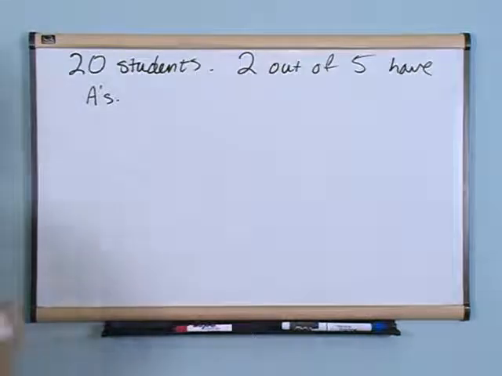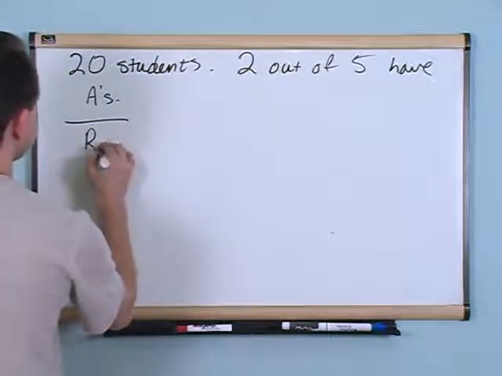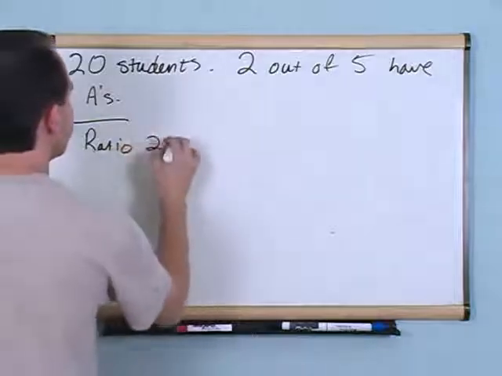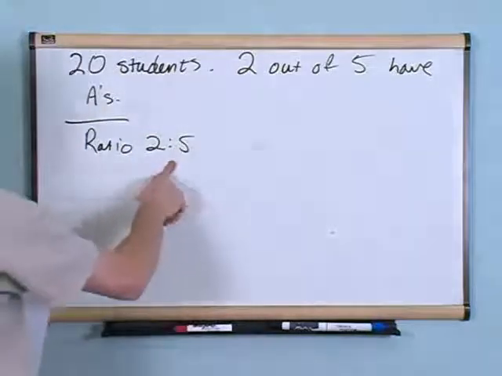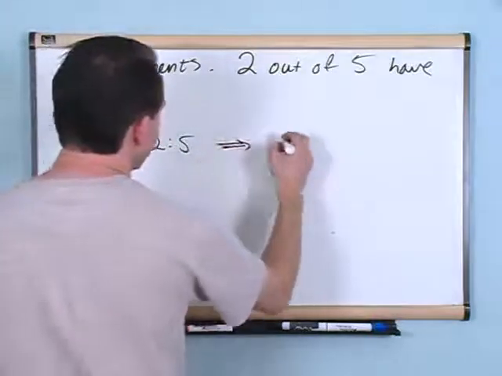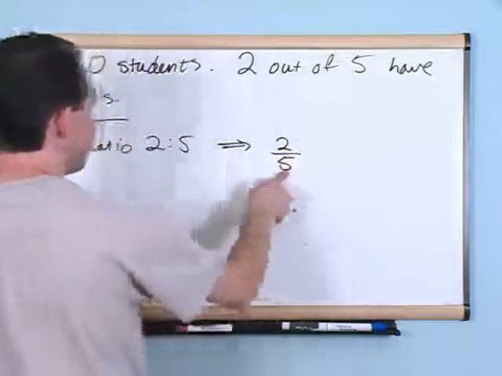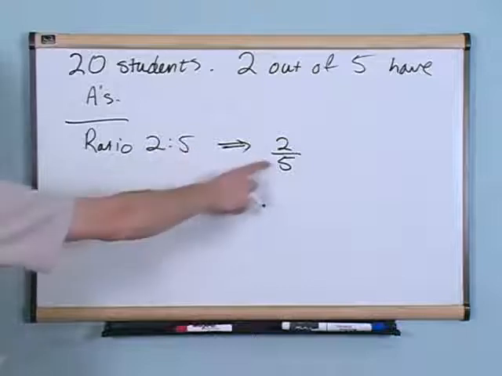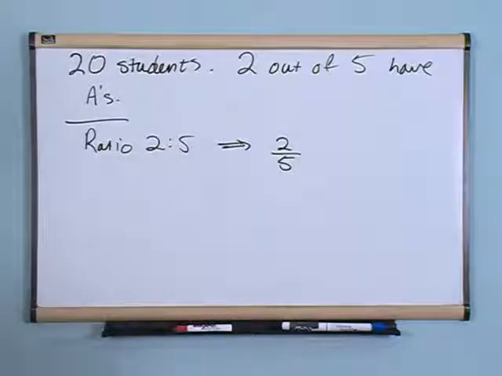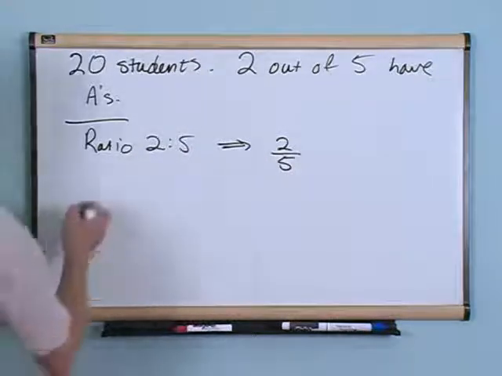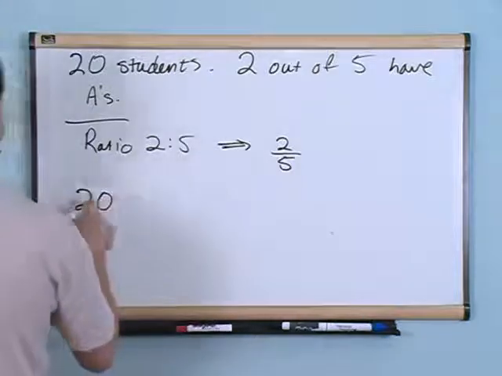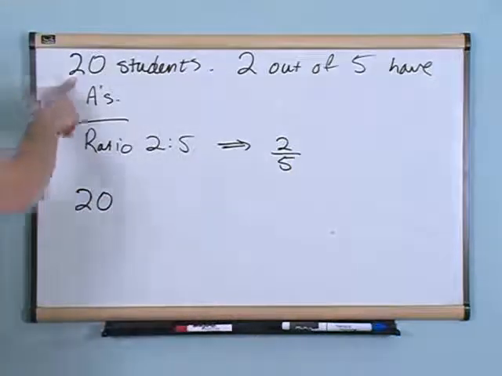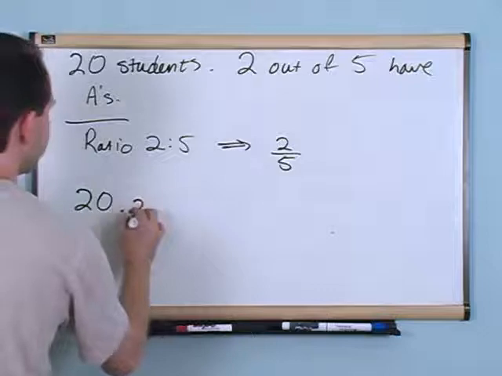Well, you have a ratio here. 2:5. But really, it's much more useful to write it as 2 over 5. You're almost always going to be dealing with the fraction. Sometimes you'll see them ask you to write it down like this, but this is really the much more useful way to write it down. So in order to find out the total number of students, you just take the total number of students, multiply by your ratio, which is 2/5.